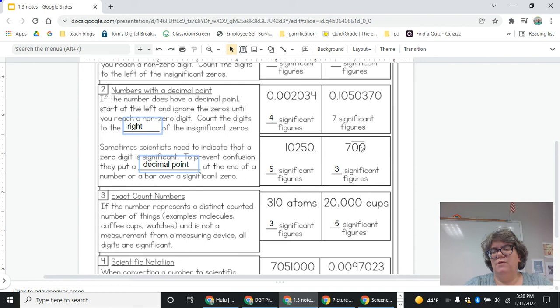They also might put a line over any significant zeros. So they're saying these 2 zeros are significant, count them. So this number has 3 significant figures. Because of that line, we count them.